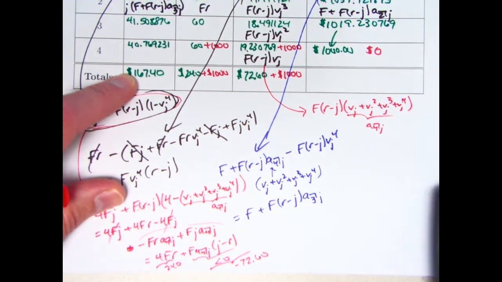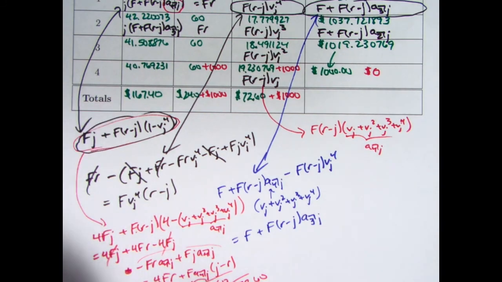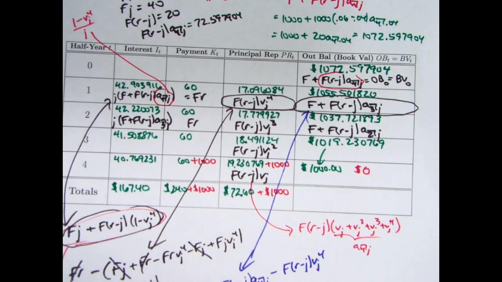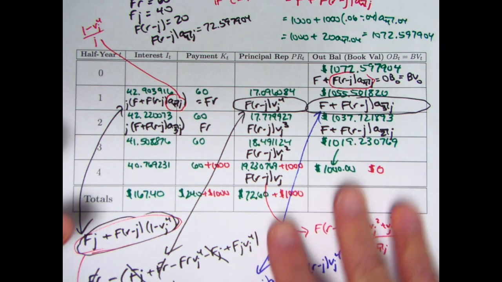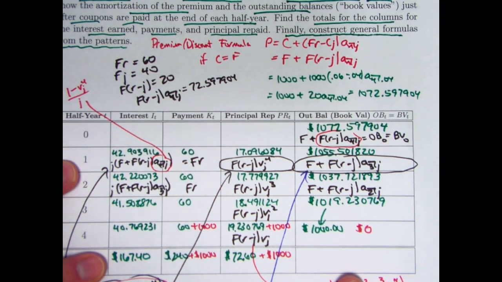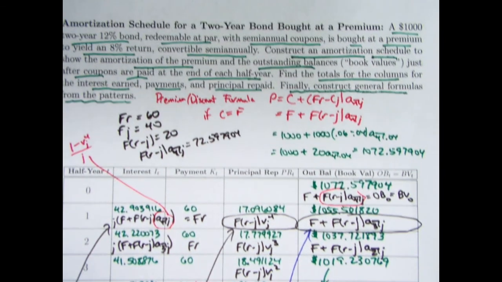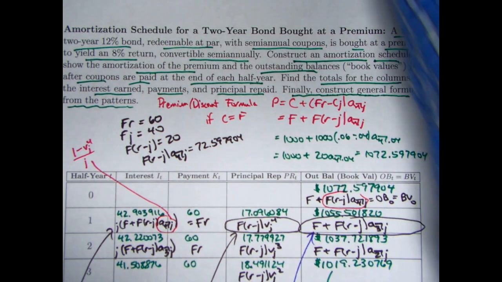Okay, so that's a lot to take in, I know, in a short amount of time. You probably want to re-watch this video and rethink about everything. Try to think about it on your own. That'll be really beneficial. I will maybe in the next video or another video soon, do an amortization schedule for a 2-year bond bought at a discount instead of a premium.